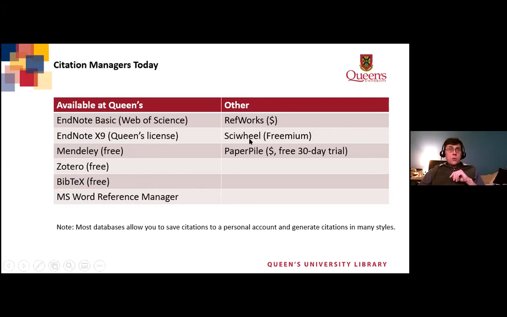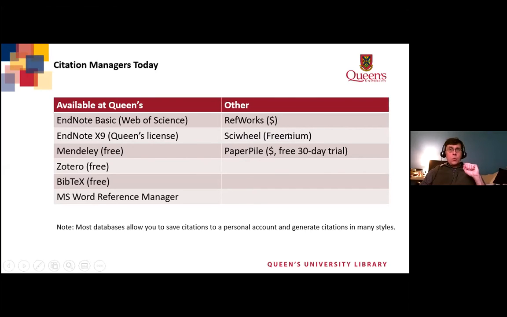Here are just a few. So there is RefWorks, which is a commercial product that you can buy. It's a web-based version, so there is no desktop version of it. And then there's something called SciWheel, which was formerly known as Faculty 1000 Workspace.